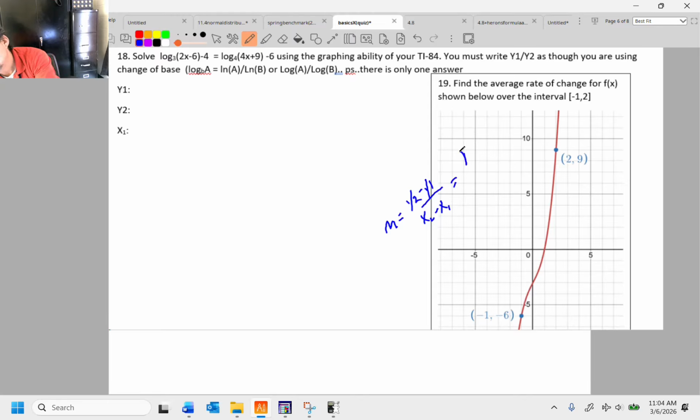9, take away a -6, sitting pretty over 2, take away a -1. 9 take away a -6 is 15. 2 take away a -1 is 3. 15 over 3 is 5. There's your average rate of change.